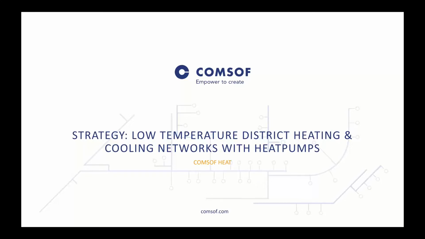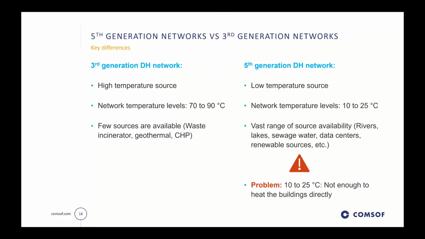So then the next strategy is low temperature district heating and cooling networks with heat pumps. Just some background before we go into the technicals. We have the traditional third generation district heating networks with a high temperature source, around 70 to 90 degrees, but you have very few sources available: waste incineration, geothermal, CHP.